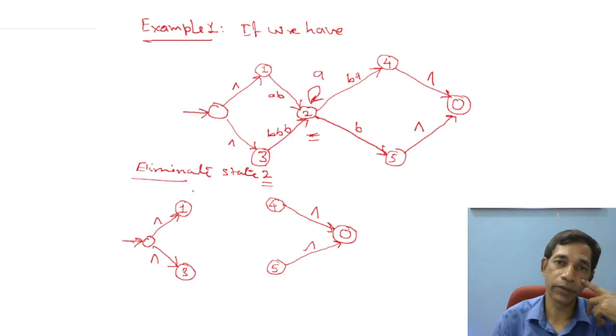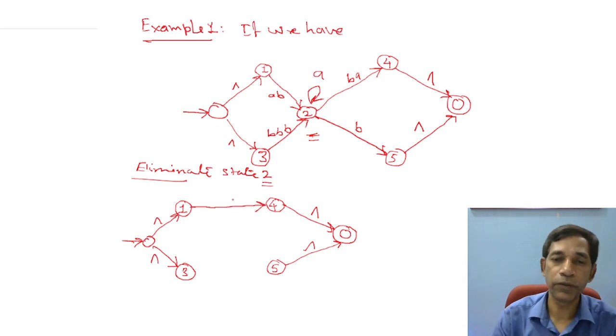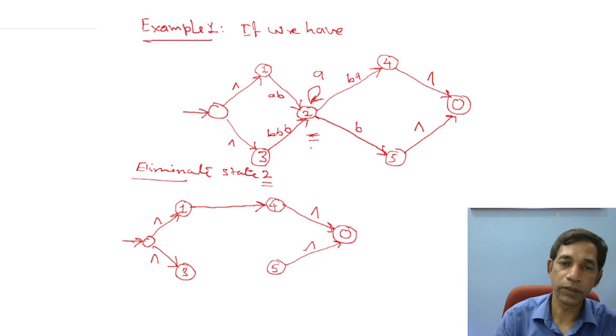So how can you eliminate this state? See what paths go through state 2. One path: if you are at state 1 and you are going to state 2 for AB, then you have the loop for A, and then you have one outgoing edge which goes to state 4. So you have an edge from 1 to 4. In the simplification, if you eliminate state 2, then you have a direct edge from 1 to state 4.